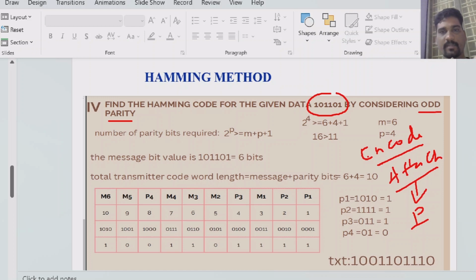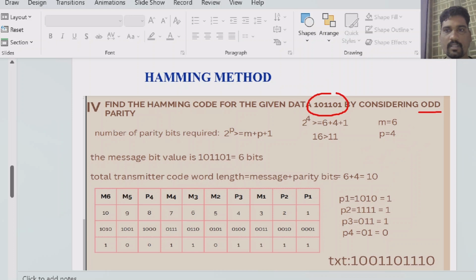We clearly explained in the previous lecture how to find out the parity bits, what the requirement of the parity bits is, everything we have explained. If you didn't watch that previous video, please watch that previous video also, right? So there is a given question, message bits they have given, we need to find out the parity bit value. Now how to find out the parity bit value? To find out the parity bit value, the formula is 2 power p greater than or equal to m plus p plus 1, right?